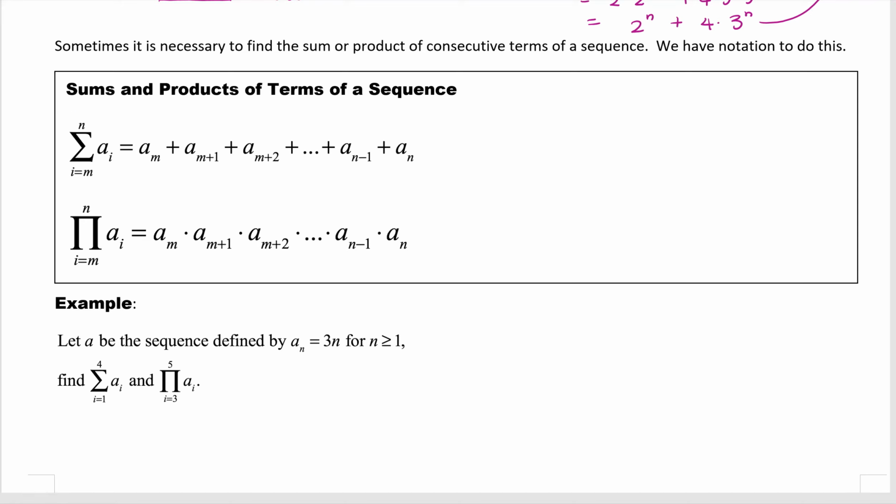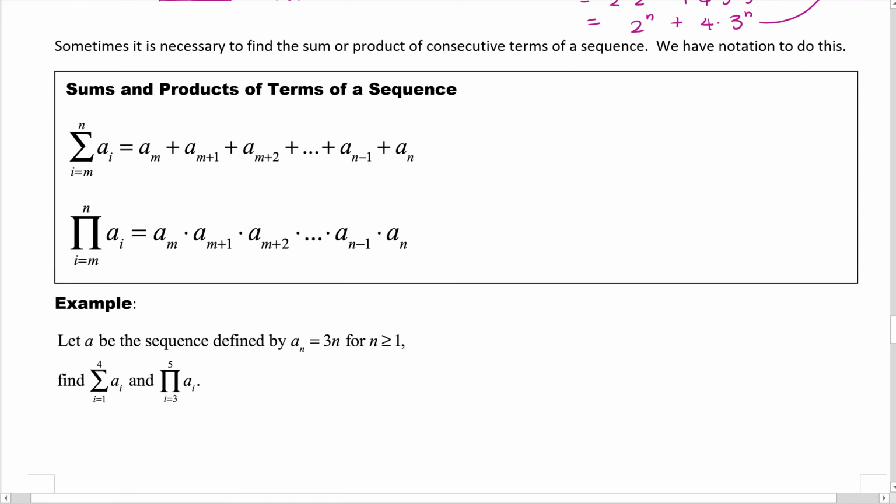And for products, we have this notation. Does it look like a pi? This is the product, and we multiply all the terms a sub m, a sub m plus 1, up to a sub n together. So that is sum and product.